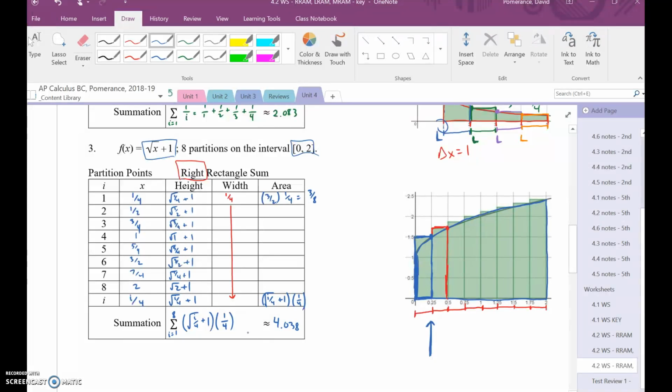In fact, we know that it's too big, and the actual answer is going to be a little bit less than 4.038 because each one of those rectangles that we added up had a bit of overage. It stuck out over the top of the curve.